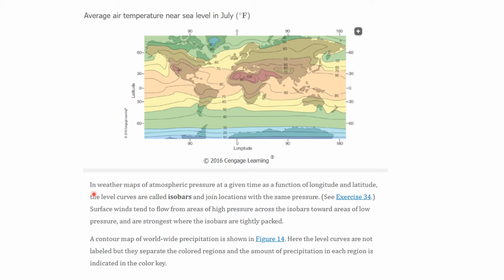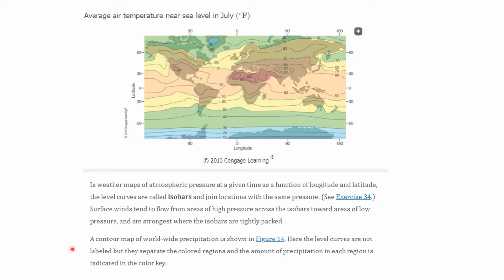In weather maps of atmospheric pressure at a given time, as a function of longitude and latitude, the curves there are called isobars, meaning barometric pressure, and joining locations with the same pressure. Surface winds tend to flow from areas of high pressure across isobars to areas of low pressure and are strongest when the isobars are tightly packed. That means the winds are more robust, have a higher velocity.